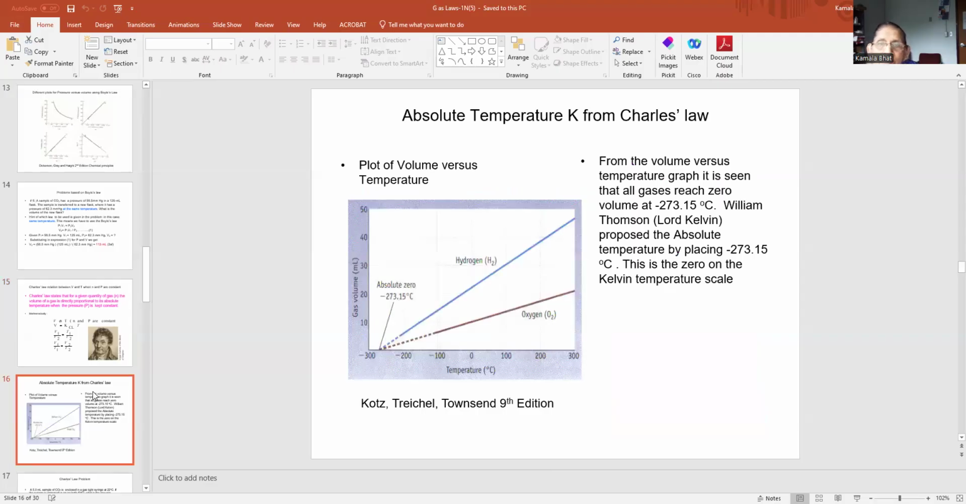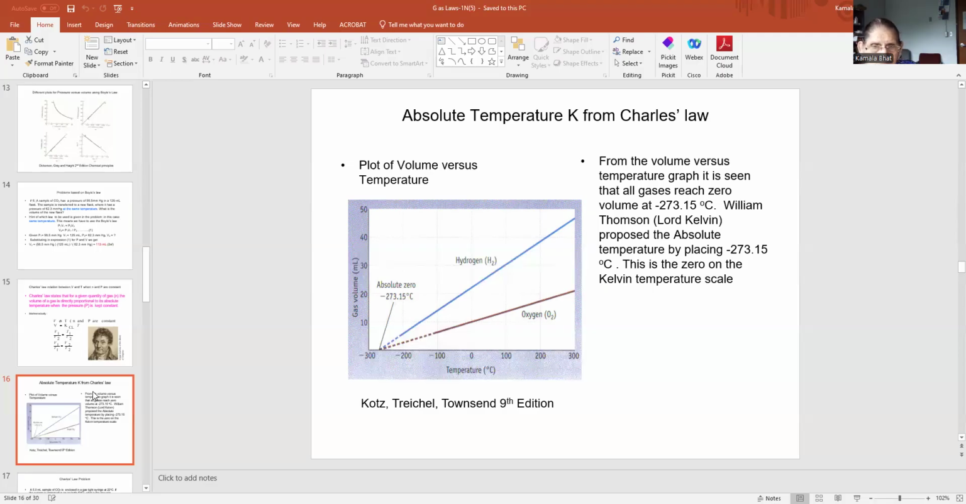One of the important conclusions from Charles' law is that you can actually get the value of the absolute temperature from plotting a volume versus temperature graph at different temperatures for different gases. First of all, volume versus temperature is a linear graph. If you plot volume versus temperature in Celsius, you will see that for every gas that we know, all the gases at all temperatures are linear, but they stop at a particular point.